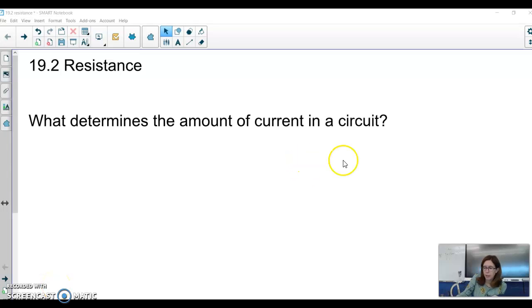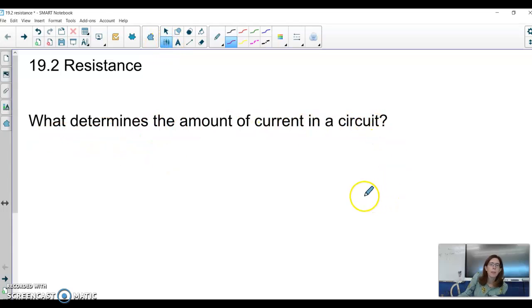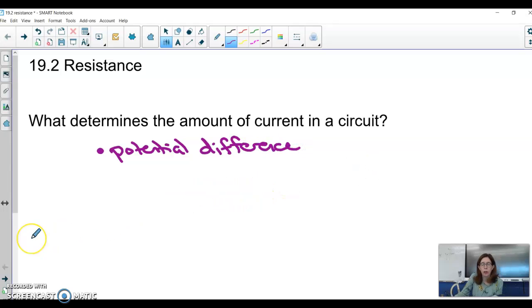Okay, today we're going to be talking about resistance. And the first thing I want you to think about is what kinds of things might determine the amount of current that we end up with in a circuit. There's basically two things that are going to matter. One thing is the potential difference, or the battery that is being applied to the circuit. So if you have a larger battery, you're going to have more current.